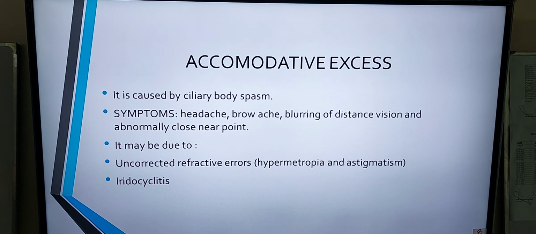What is accommodative excess? It is caused by ciliary body spasm, and the symptoms include headache, brow ache, blurring of distance vision, and abnormally close near point. It may be due to uncorrected refractive errors, for example, hypermetropia or astigmatism, or to a local eye disease, iridocyclitis, which will cause spasm of the ciliary muscle, and all the three processes of accommodation will be heightened.